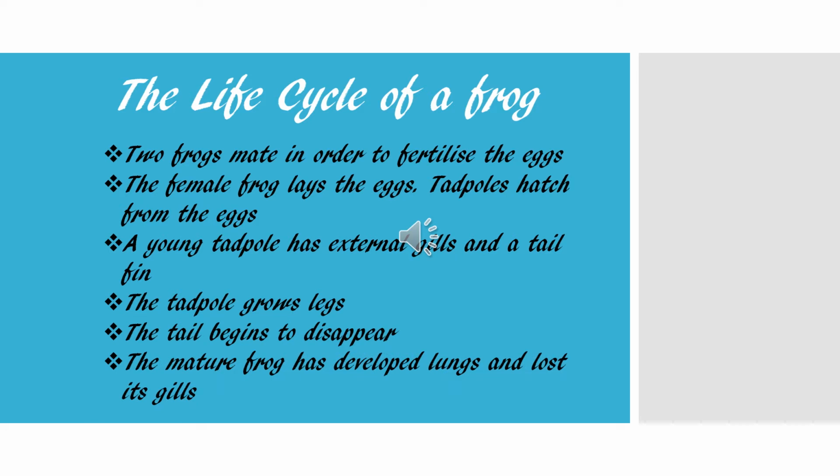The first one we're going to look at is the life cycle of the frog. So two frogs mate in order to fertilize the eggs. The female frog lays the eggs. Tadpoles hatch from the eggs. A young tadpole has external gills and a tail fin. The tadpole grows legs. The tail begins to disappear. The mature frog has developed lungs and lost its gills.